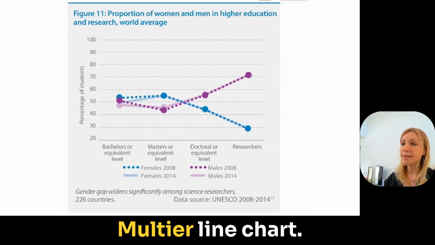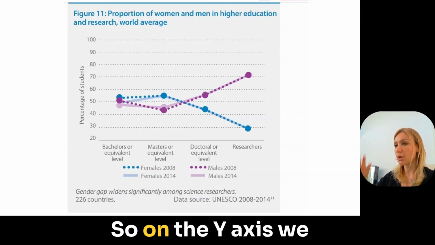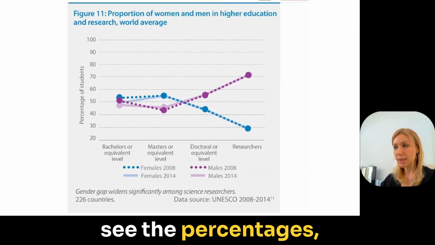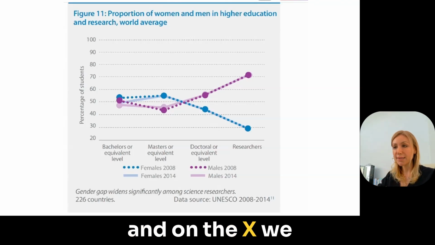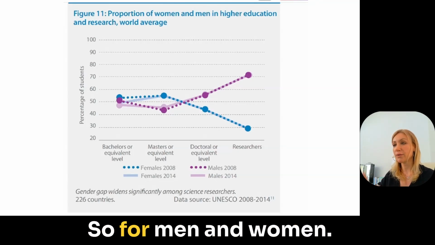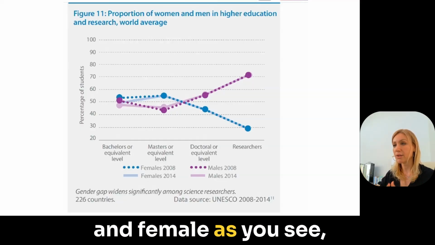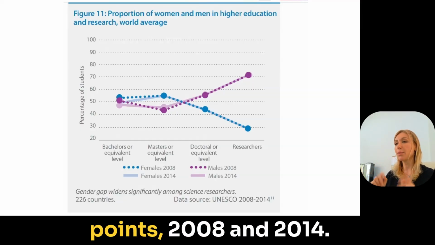So this is a multi-series line chart. Sometimes it's called a trend and progression chart. On the y-axis, we see the percentages, and on the x-axis, we see the career and education stages, right? For men and women, for male and female, as you see. And then two time points, 2008 and 2014.